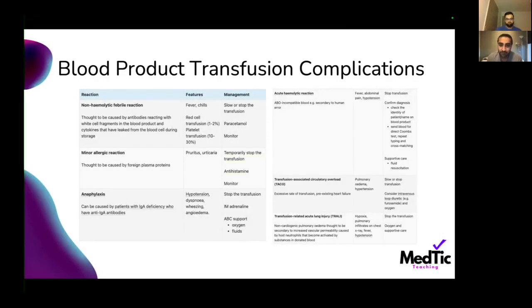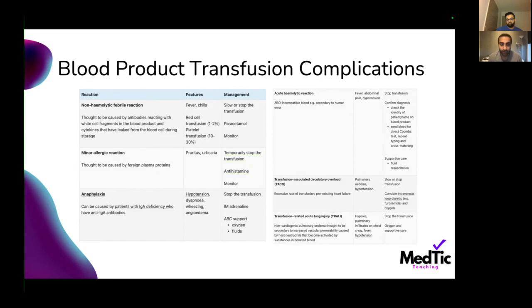Then you've got TACO and TRALI. The way I remember it is TACO is circulatory overload. I think this patient's got too much fluid entering their system, and that's because you're probably giving it too quickly. So they're developing fluid in parts of their body. You get pulmonary edema, hypertension. How do you treat it? You need to offload some of that fluid. So you stop the infusion or slow it at the rate that it is, and then you consider IV diuretics to treat that.